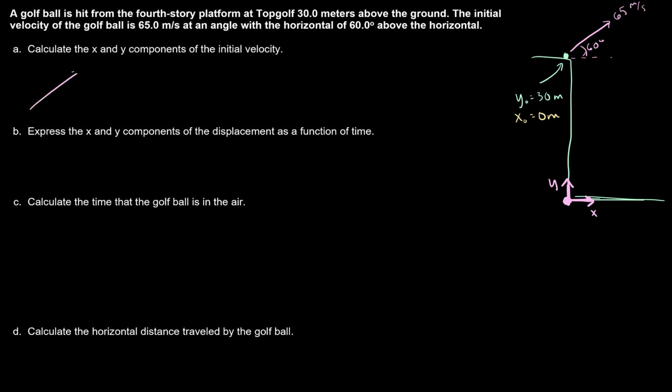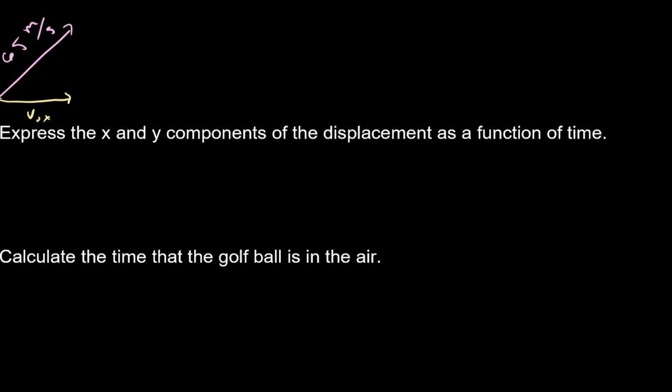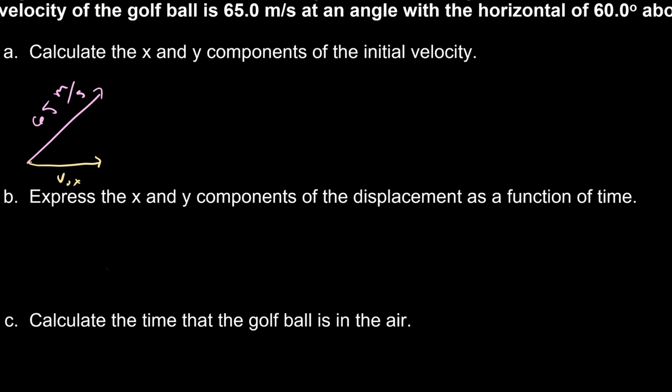Okay, so we have a 65 meter per second vector, and this angle is 60 degrees above the horizontal. So we can split this vector into its x component. And let's see if I can make that a little bit more horizontal. So this is our v naught x. Okay, and its initial y component, I might zoom in here a little bit, our initial y component, v naught y. And we know this angle here is 60 degrees.